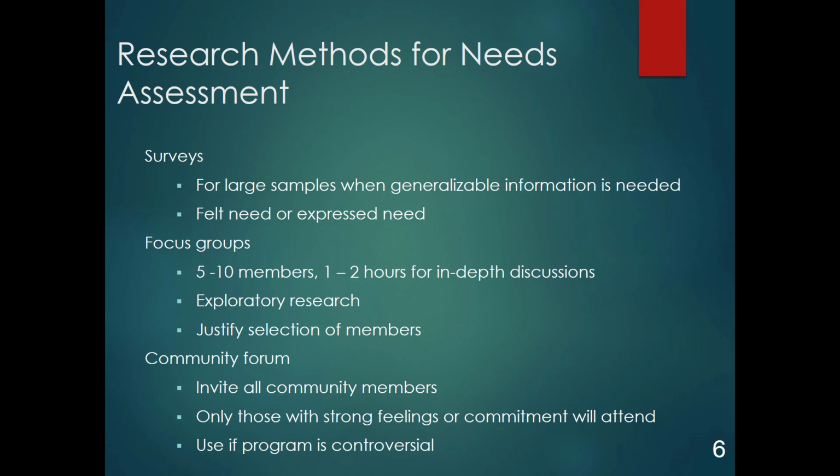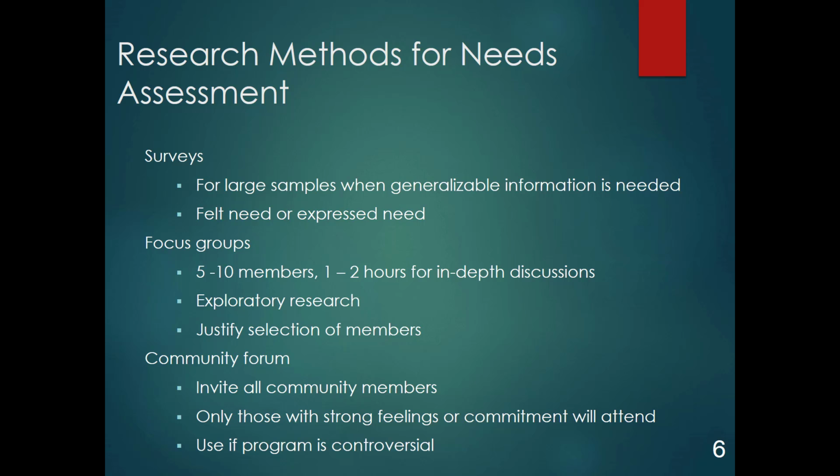We've covered these different types of research methods in the past, but just as a reminder, surveys are very good for large samples, especially if you want to generalize the information. They can be used for felt or expressed needs. Then we have the focus groups. Focus groups generally have anywhere from 5 to 10 members and can last for about 1 or 2 hours. Whenever you're doing a needs assessment, participants will discuss their perceived needs and their expressed needs in some detail.